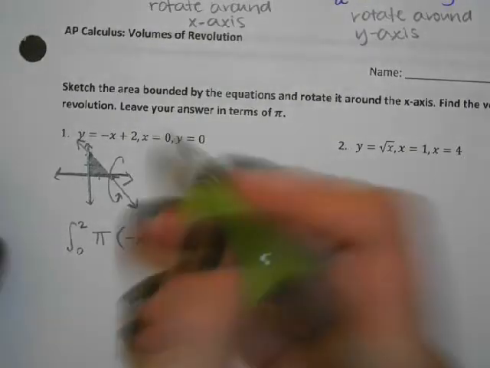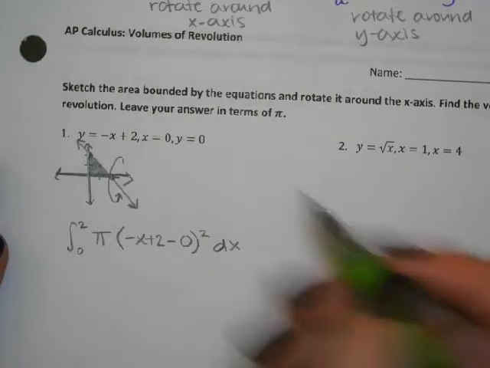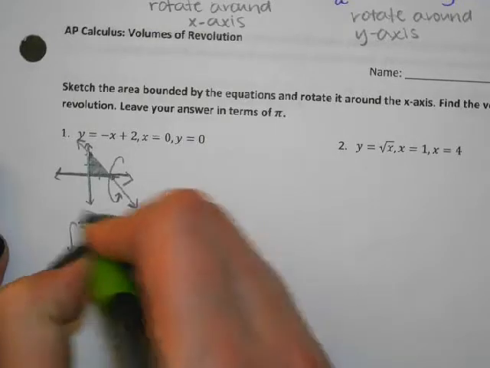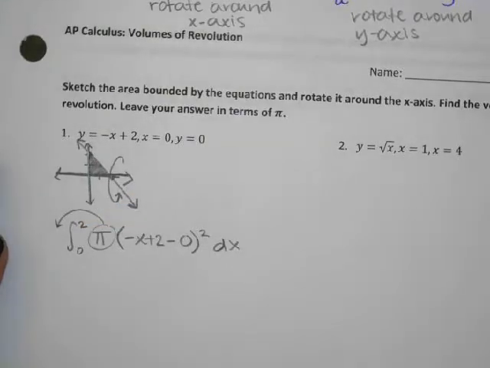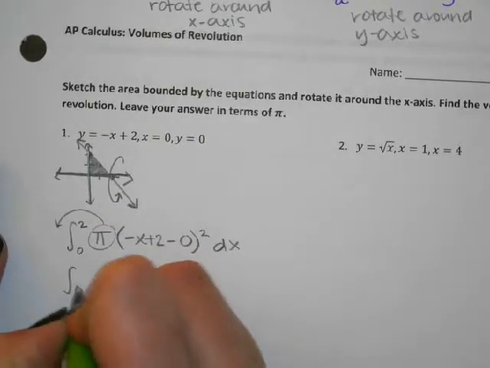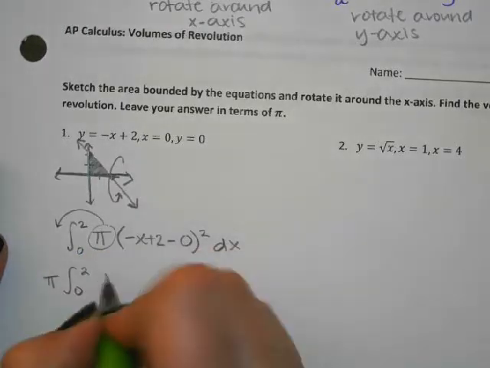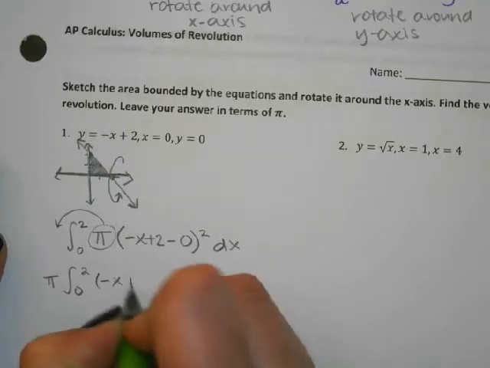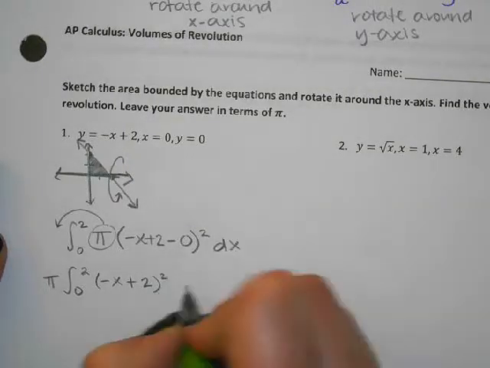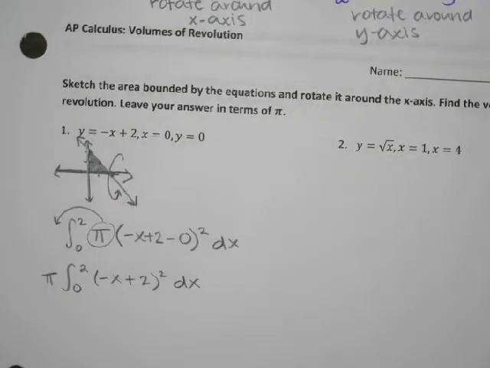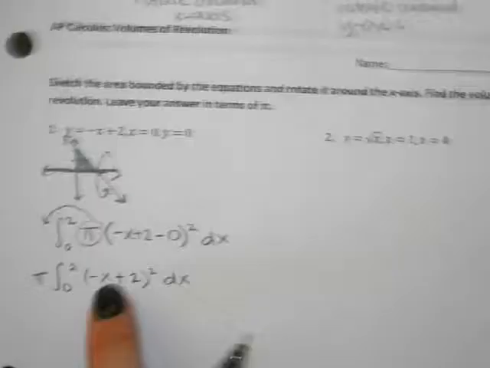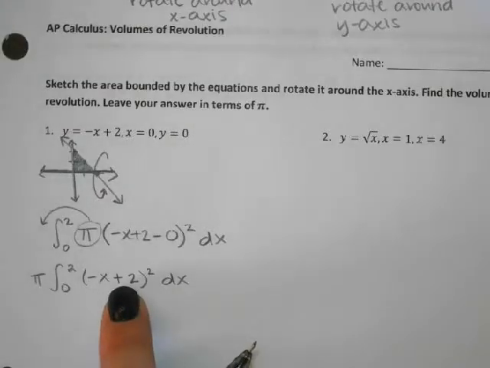So typically what people do when they do these problems is they take the pi and move it to the front so they don't have to mess with it. So I'm going to say this is from 0 to 2, put the pi in the front. I have the function negative x plus 2 squared dx. And I've got two options. I could FOIL this out before I take the antiderivative, or I could do U substitution.